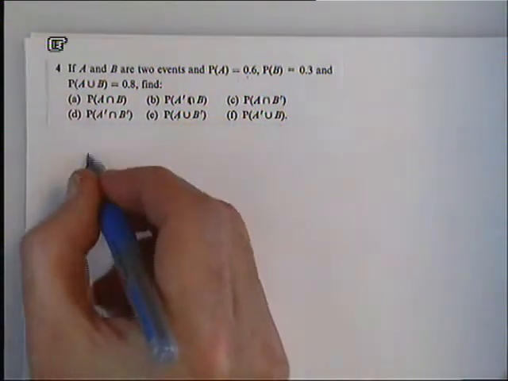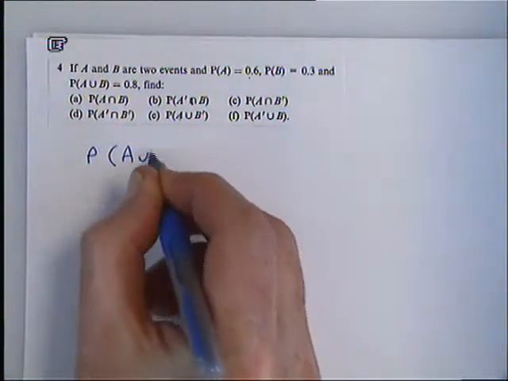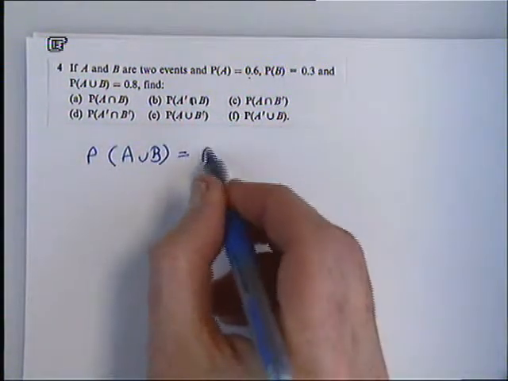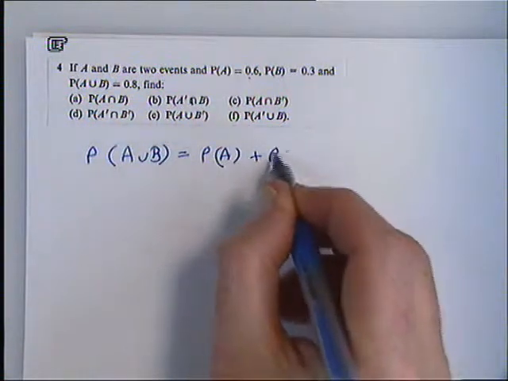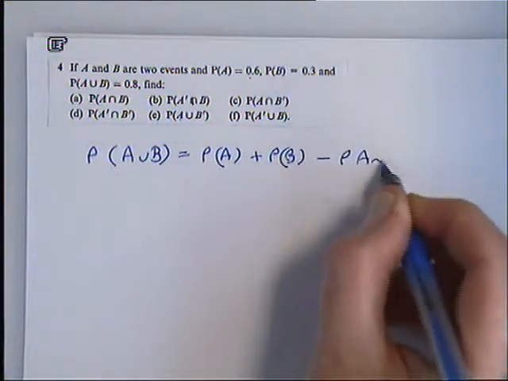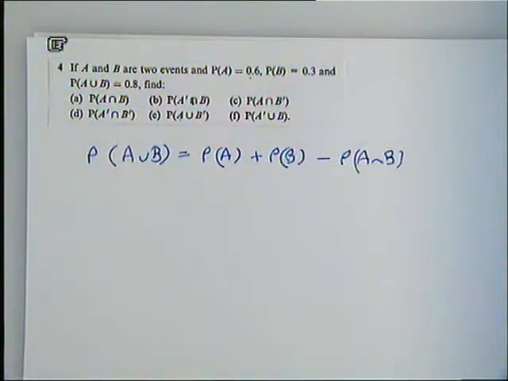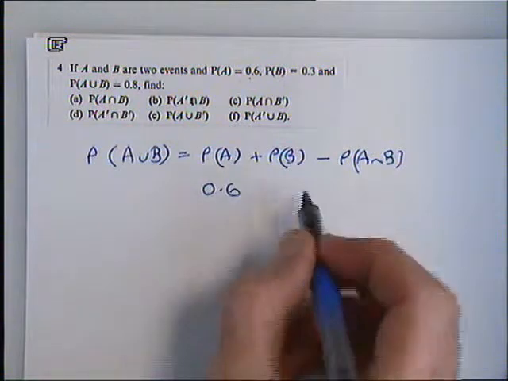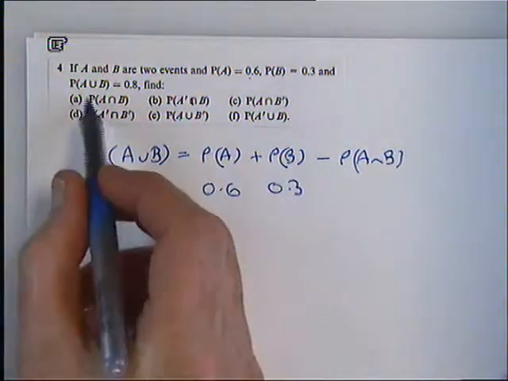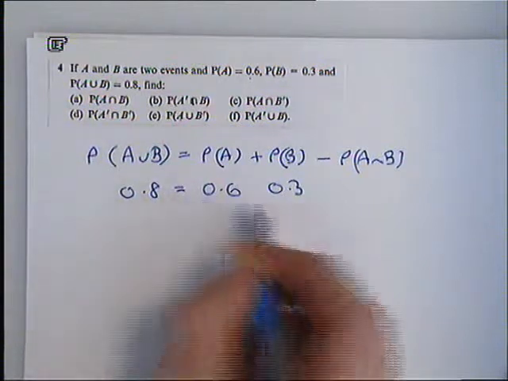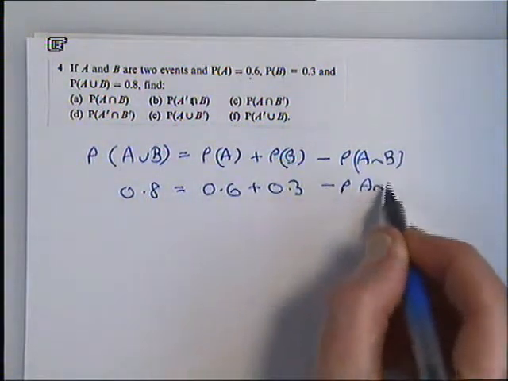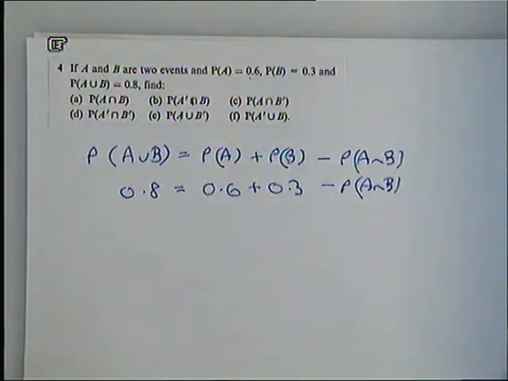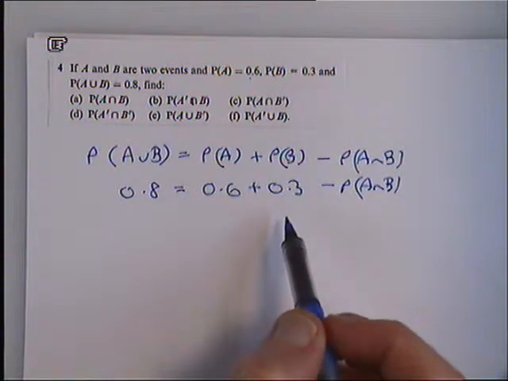Go on, Alice. P bracket A union B equals PA plus PB minus P of A intersection B. Yeah, okay. That's a formula we've had before for the union of two events. And we know just from reading this question, probability of A is 0.6, probability of B is 0.3, and A union B is 0.8. So if you just substitute those in, 0.6 plus 0.3 is 0.9.